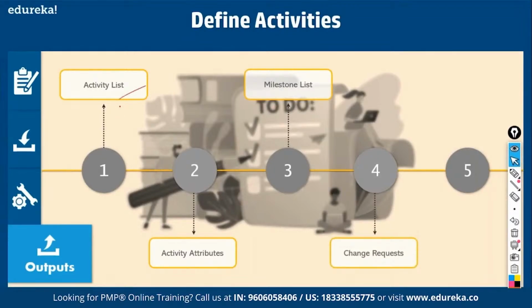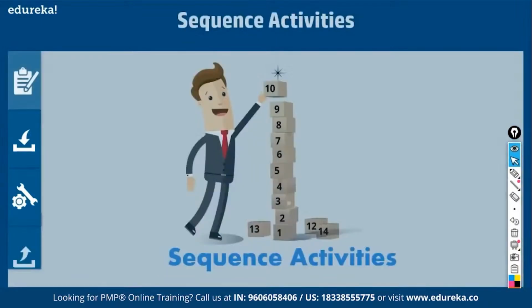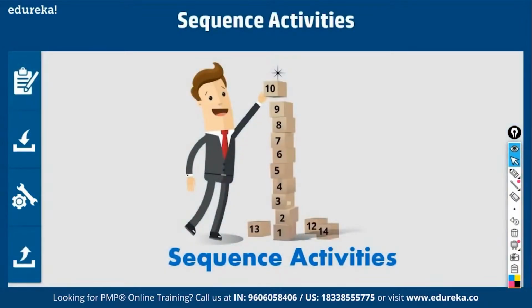Then what else? Change requests. So when you do the decomposition, you may make some changes to the plans and the plans get updated. That is what is called define activities. The next one is sequence activities.